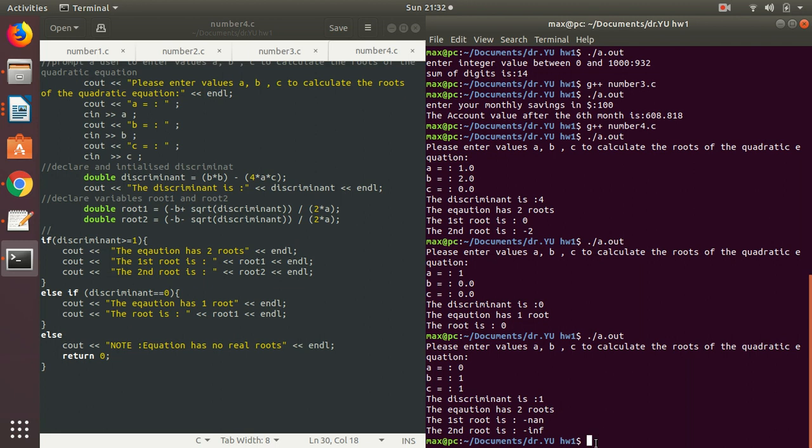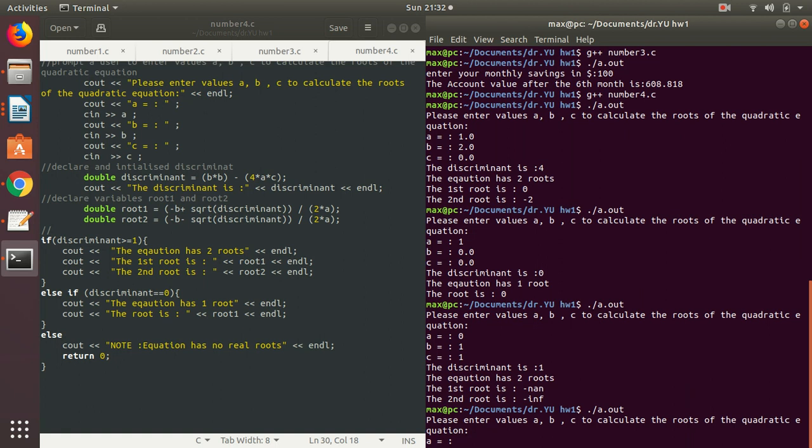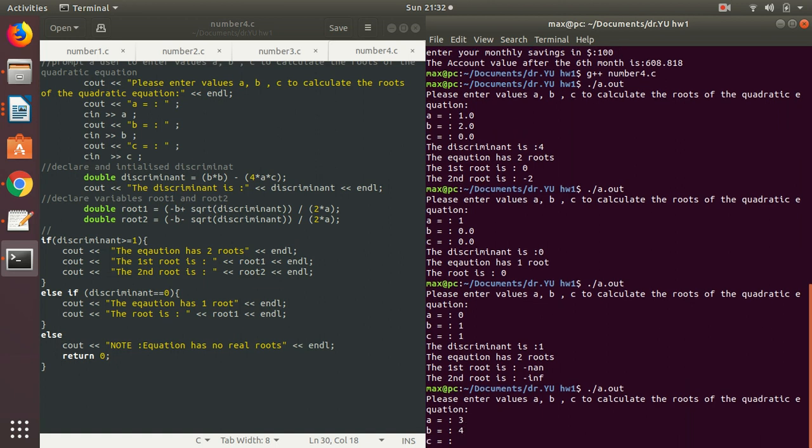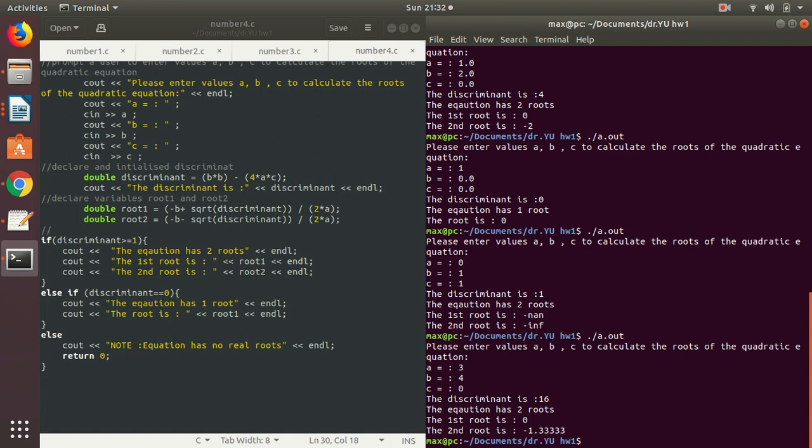So now let me see, like 3, 4, 4, 0. So the discriminant is 16. It has 2 roots.